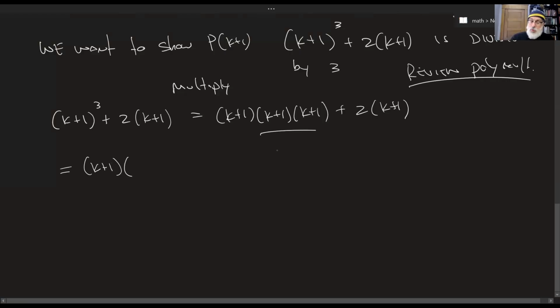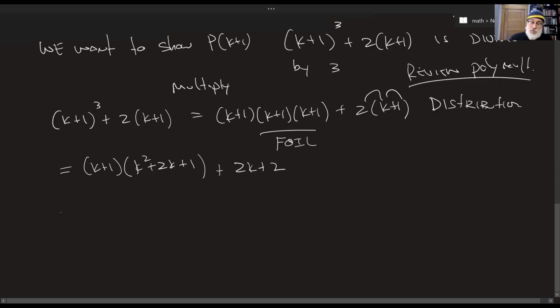And I'm going to FOIL, again, that's in the review, these two polynomials, which is k squared plus 2k plus 1, first, outer, inner, last. And I'm going to add that. And I'm going to distribute this. So this is by distribution. I'm multiplying each term by 2, so that gives us 2k plus 2.